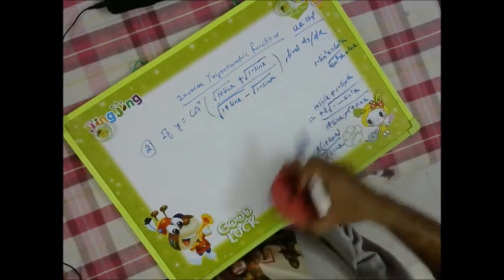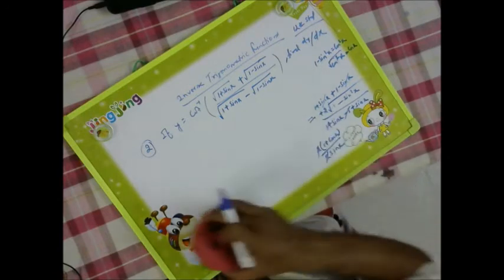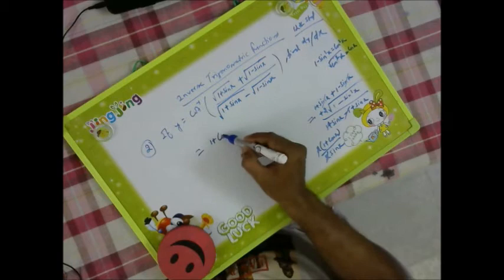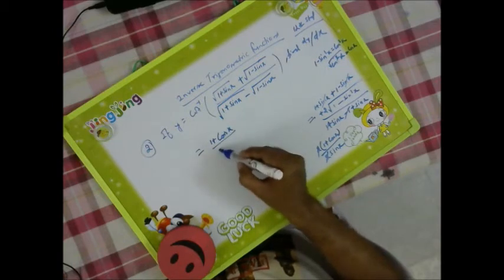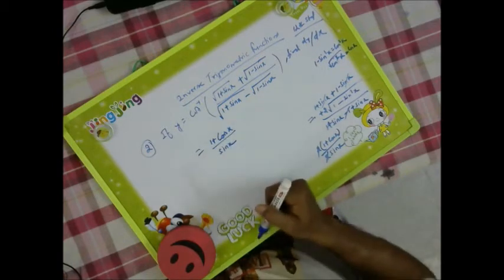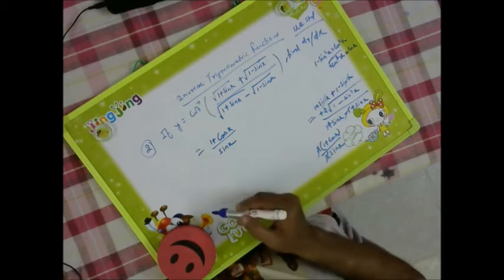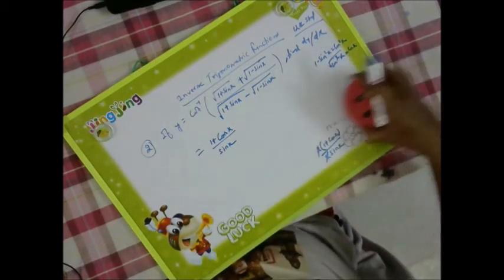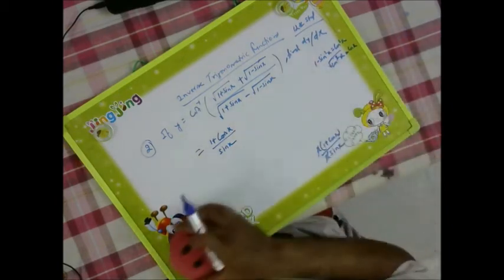Correct? Right. Okay. Now we have got 1 plus cos x by sin x. Now we have to utilize the formula again. So what is the formula? Let me rub this one. I will tell you the formula also simultaneously.